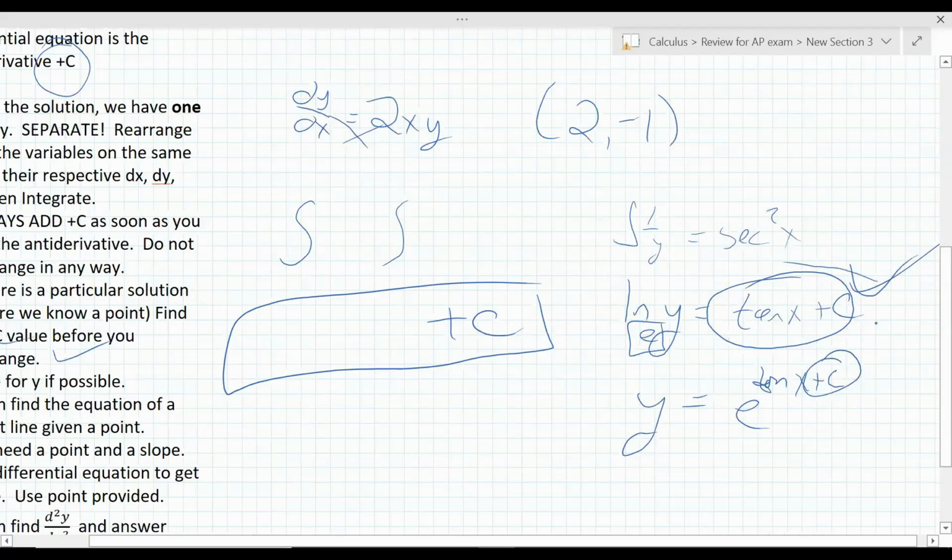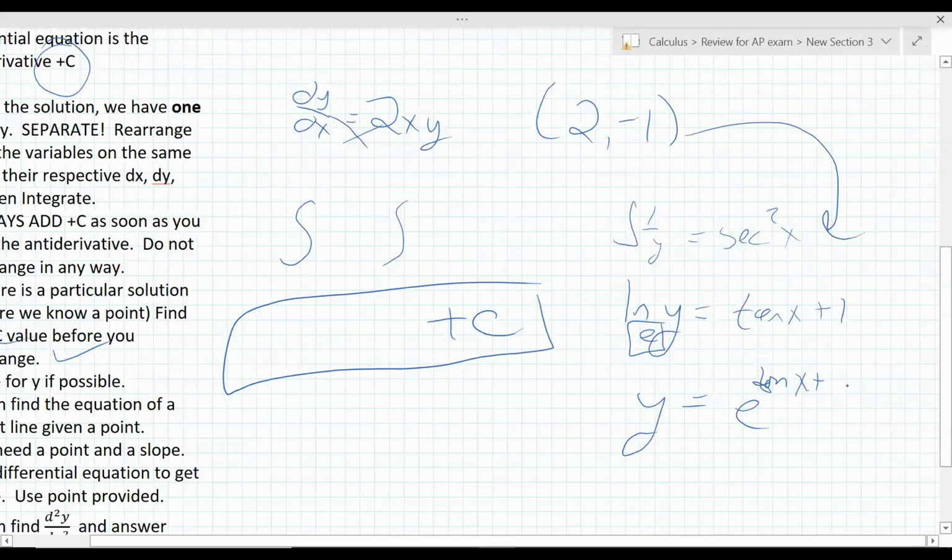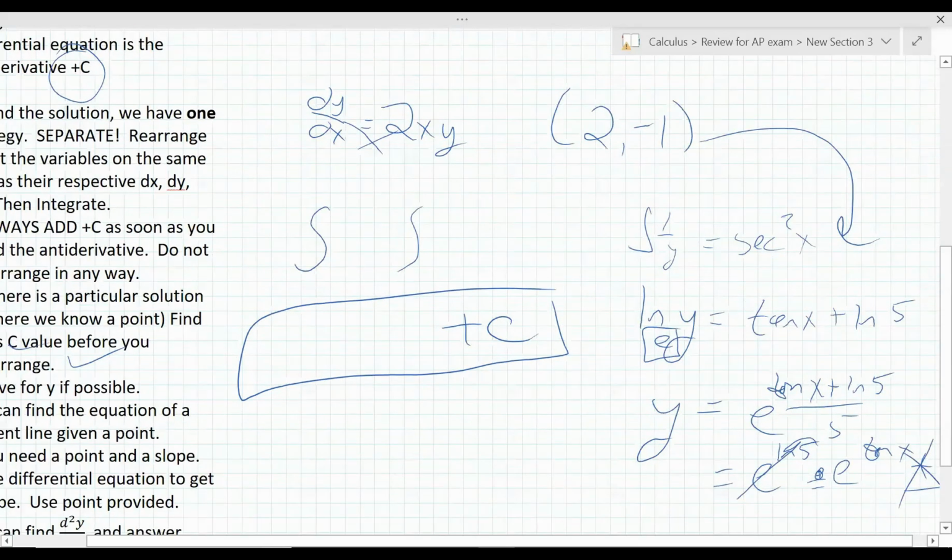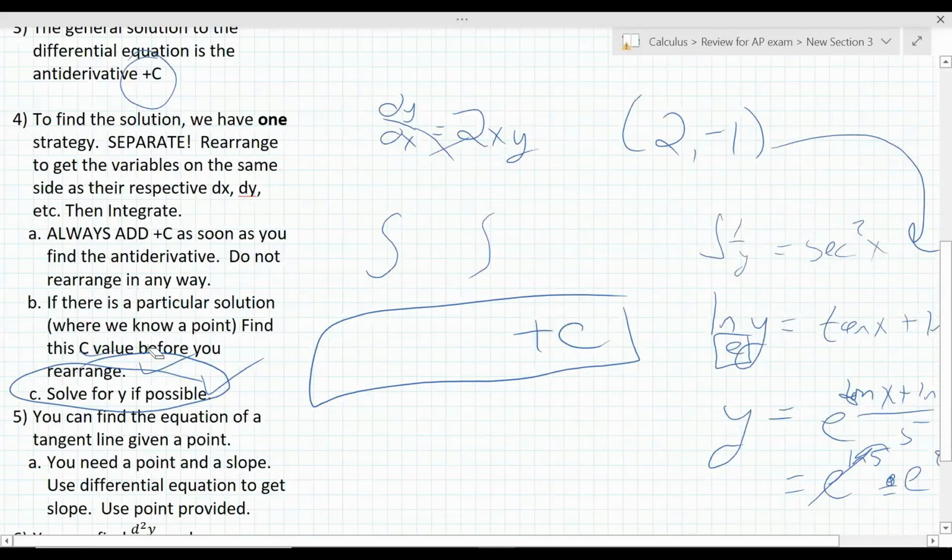And so in this problem, when you solve for c, I think you got 5. Or no, I'm sorry, I think that was the natural log of 5 when you solve for it. And then you would get e to the natural log of 5, separating this back out, e to the tangent of x, and that's 5. And that's why it ends up being multiplication, not addition. Okay, so solve for c as soon as you can, then solve for y, then rearrange and go from there.